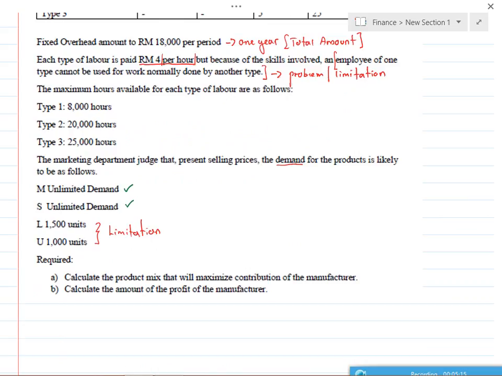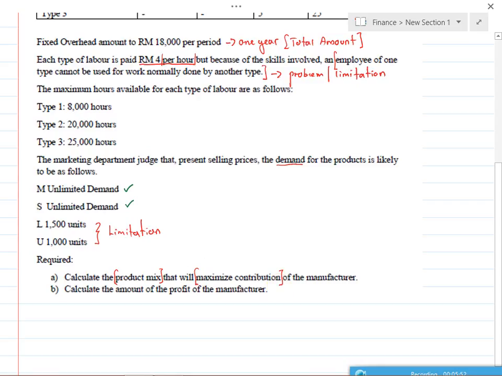Required A. Calculate the product mix. So later we have to find the mixture. When you mix together all the products, what will give you the maximum profit with minimum cost? That's the one I told you just now. But which products do you mix? The products that have a limitation. The products that do not have a limitation, you don't calculate. No problem. Next, what will maximize the contribution of the manufacturer? So we have to find the maximum contribution later.